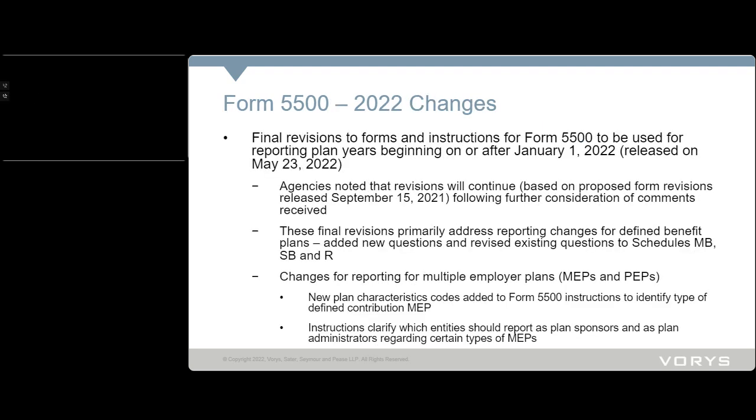Similar to the final form revisions in December 2021, the IRS, DOL, and PBGC issued final form revisions on May 23rd, 2022 for plan years beginning after 1/1/2022. These changes, again, primarily implemented reporting changes for defined benefit plans and then just a limited number of changes for MEPs and PEPs. Again, the agencies noted that form revisions will continue in the future, and this is based on the proposals that were released in the September 2021 rulemaking. The department said they're still considering 114 comments that they received about the September 2021 proposals.